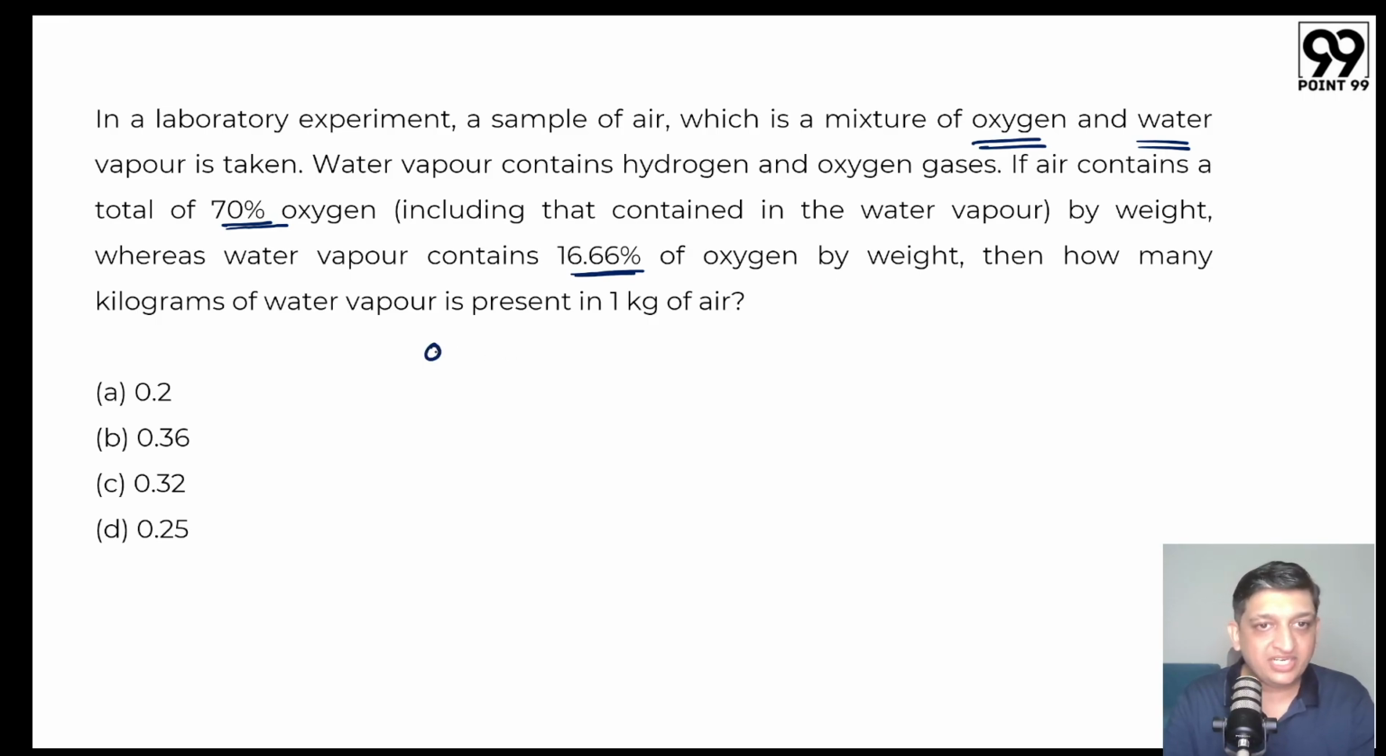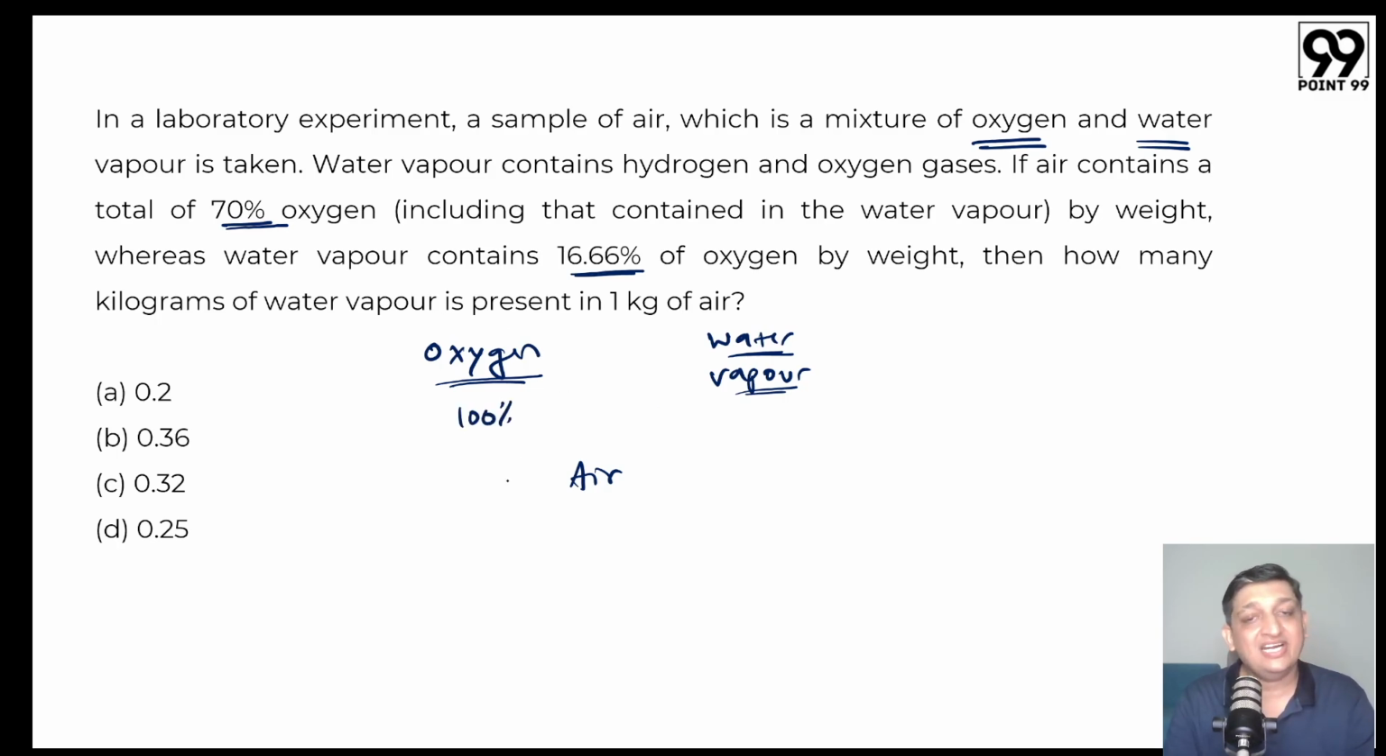So I will just put it here. I will put oxygen, that is one component of air. The other component of air is water vapor. And cumulatively, they form air. Now, if I look at the concentration of oxygen and water vapor here, first thing you have to understand is because this is oxygen, the concentration of oxygen here is 100%. In water vapor, what is the percentage of oxygen? It is 16.66. And we know that air contains 70% oxygen in total.